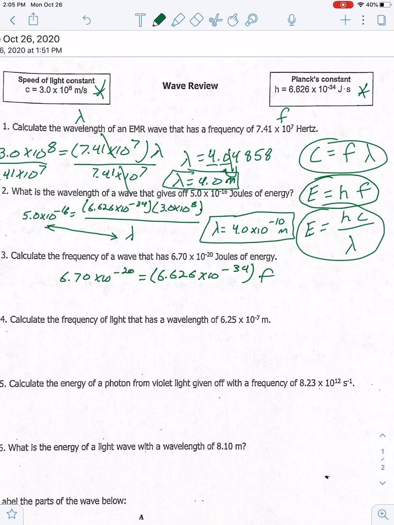Okay, let me fix my calculator real quick. Okay, and my answer, so I've got a long number. I have 3 sig figs here, I have 4 here, so my answer can only have 3. So my correct answer would be 1.01 times 10 to the 14th power. And frequency's unit is hertz.